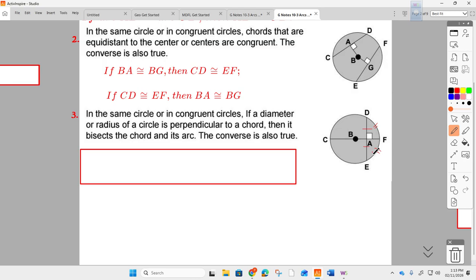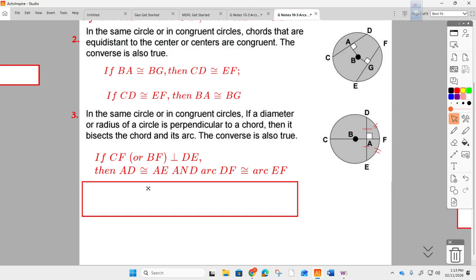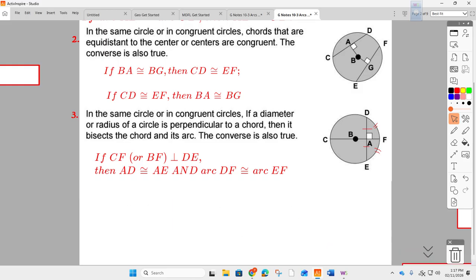Does that make sense, Dominic? All right. So if CF or BF, which is the radius, is perpendicular to DE, then we know that AD and AE are congruent, and arc DF is congruent to arc EF. And that's not the converse, so I need to write the converse.